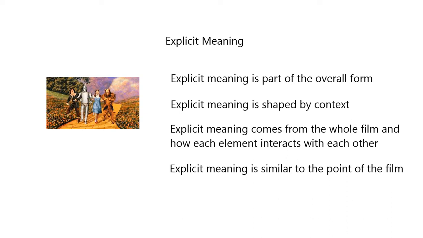Now, if that was all there was to the film, then as Thompson and Bordwell argue, we don't need to see the film. But it is more than that. We have to look at all the elements of the film. So explicit meaning comes from the whole film and how each element interacts with each other. So we have to look at the context to know just what is meant by there is no place like home.